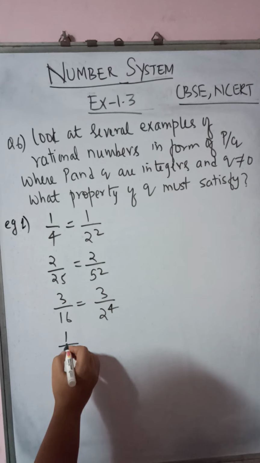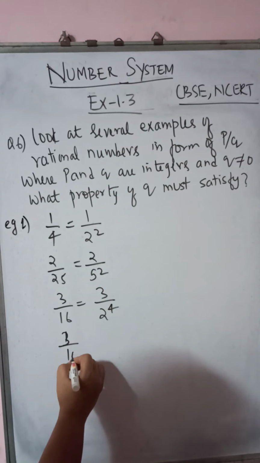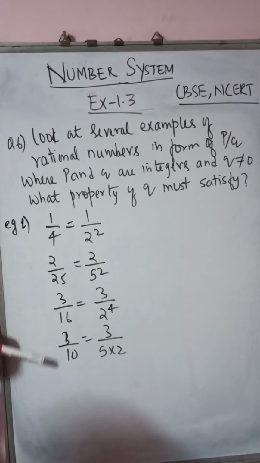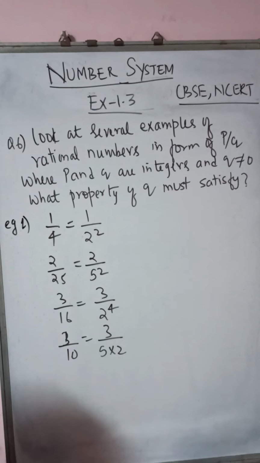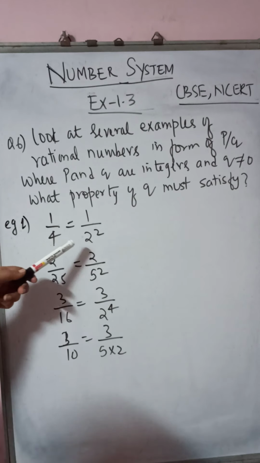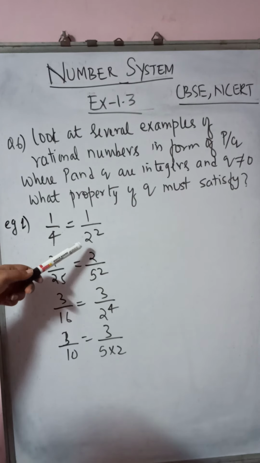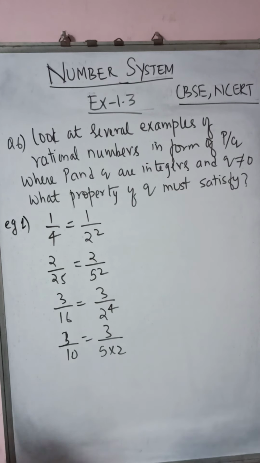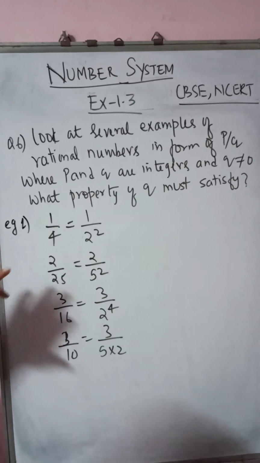Or suppose I write 3 by 10, it can be written as 3 by 5 into 2. In these examples, what is q, the denominator? What are the factors of the denominator in each case? Either it is a power of 2, or a power of 5, or a power of both. Suppose the question asks whether the rational number will have a terminating decimal without dividing. In that case you just have to check the denominator.